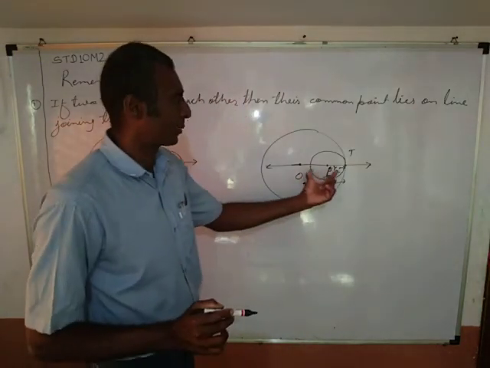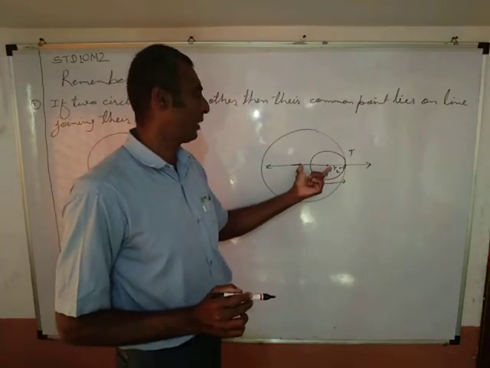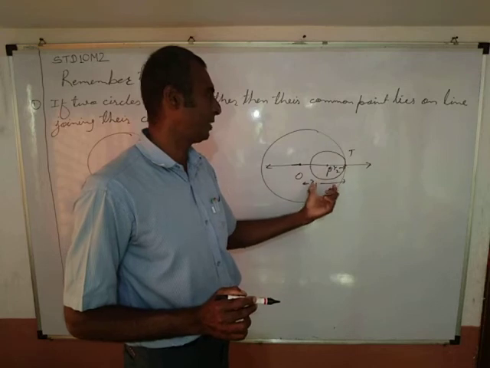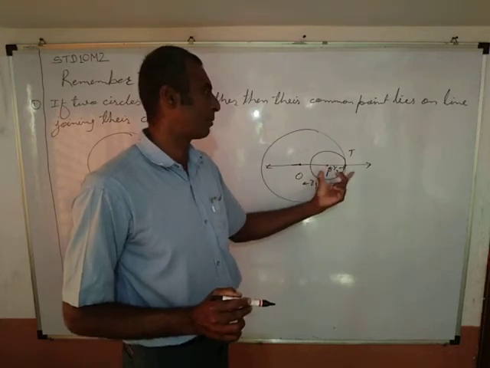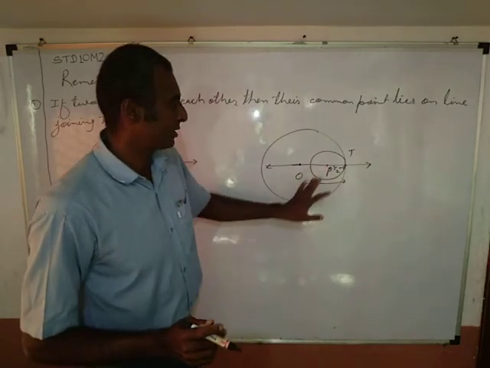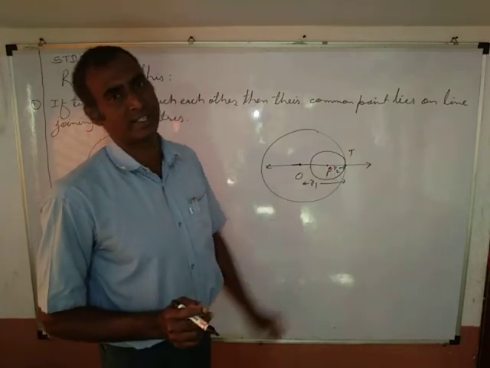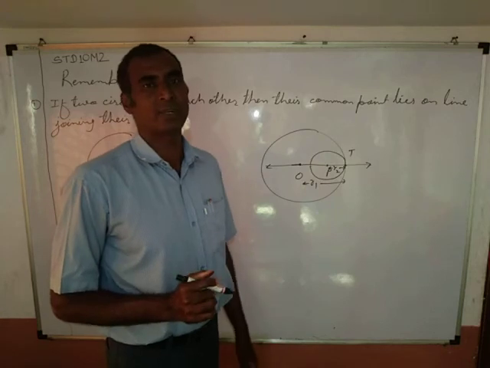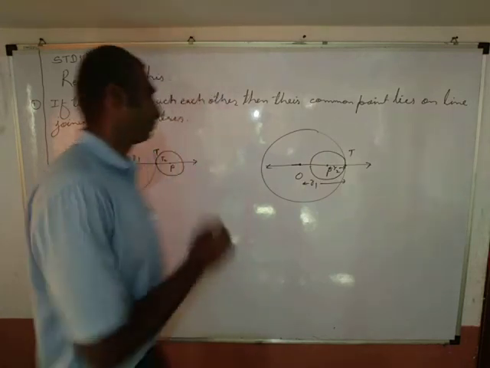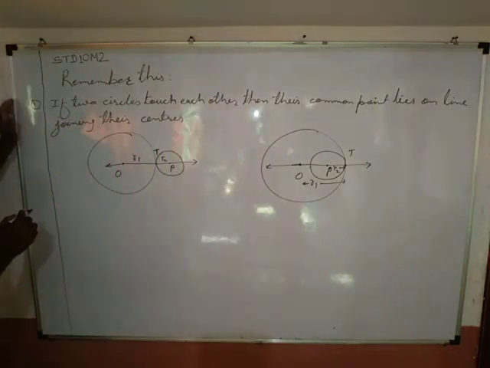And in a case of internally touching circles, if R1 and R2 are radii, then here you may note O-P-T, means OP equals OT minus PT, means OP equals R1 minus R2. Means if two circles touch each other internally, then the distance between their centers is equal to the difference between their radii. Let's mention here the second and third point.